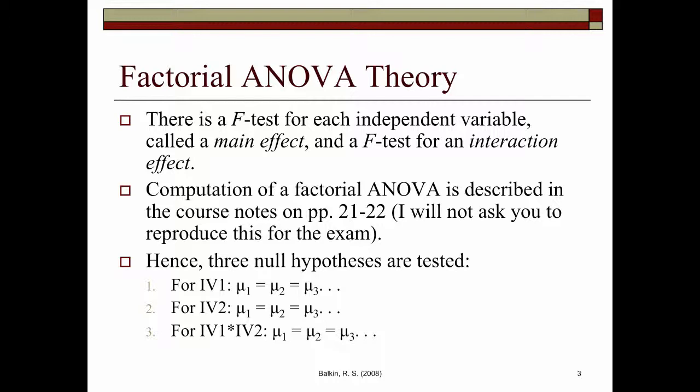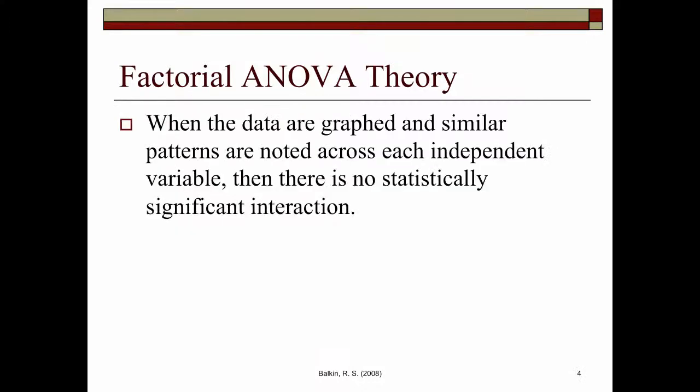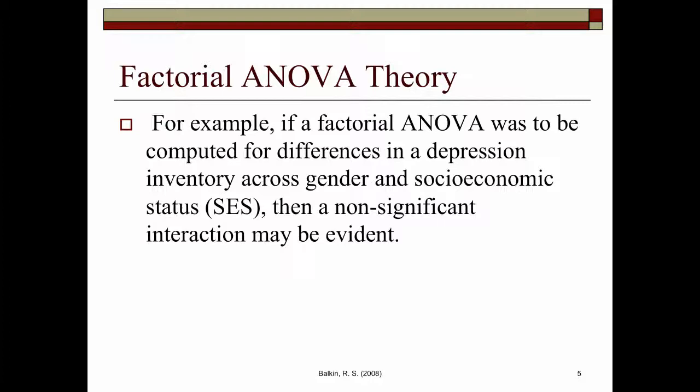So for a factorial ANOVA with two independent variables, we'll look at three null hypotheses, which you see here. A null hypothesis for the first independent variable, for the second independent variable, and then for the interaction term. When we compute an interaction term, we can graph it, and I'm going to show you how we graph an interaction term in SPSS. But first I want you to understand what this looks like. Let's say that we're going to do a factorial ANOVA across depression scores, and we're going to have two independent variables, a gender IV and a socioeconomic status IV.